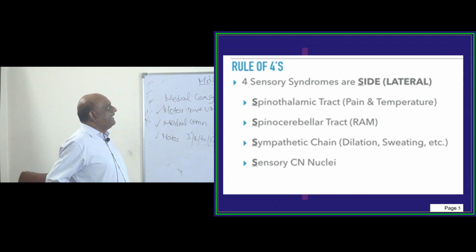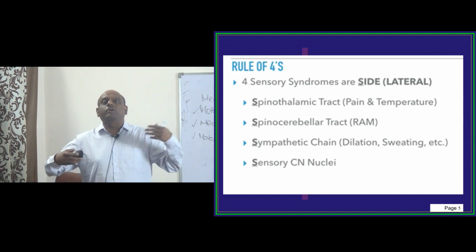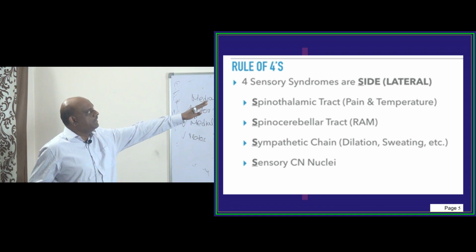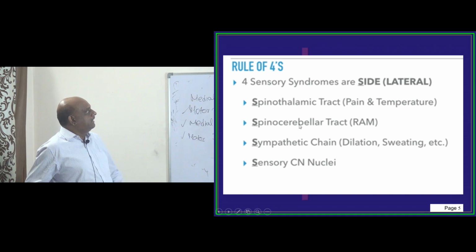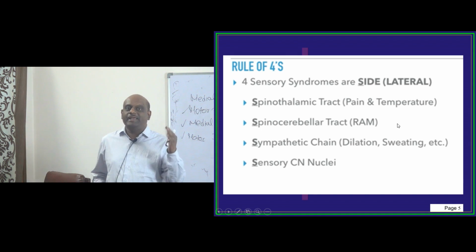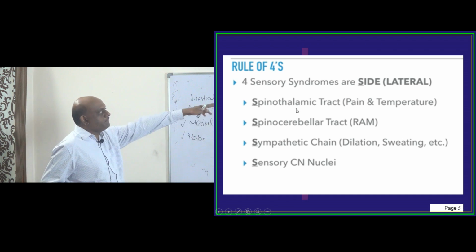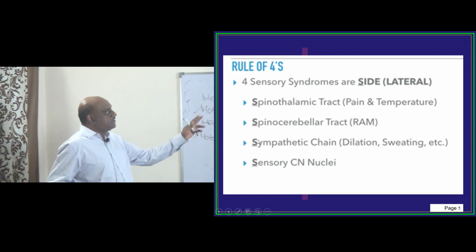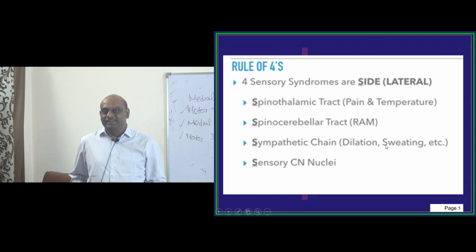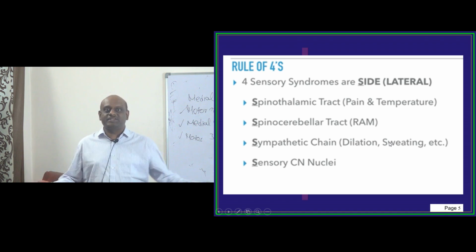I'm very happy. Now, what is the rule of 4 when it comes to the sensory? Spinothalamic tract is lateral. Any lesion, like lateral medullary syndrome of Wallenberg in the medulla, affects the spinothalamic tract. Spinocerebellar tract, between the spinal cord and cerebellum, is also laterally located. That is the reason you get ataxia whenever the lateral medulla is affected.